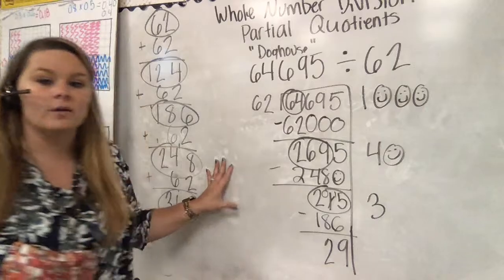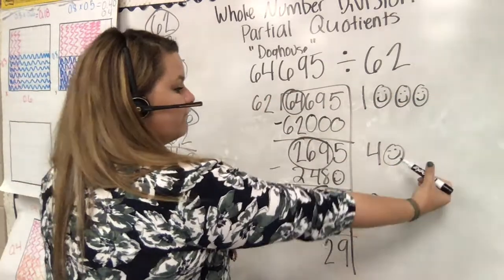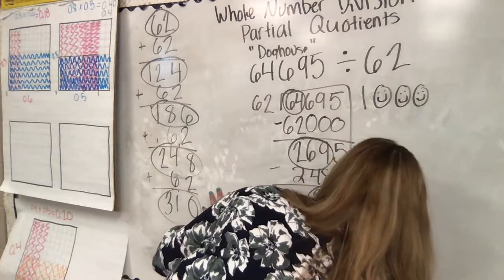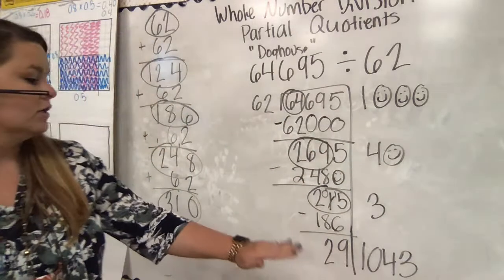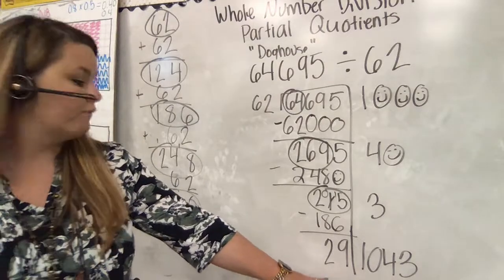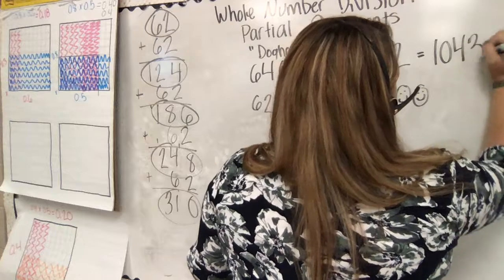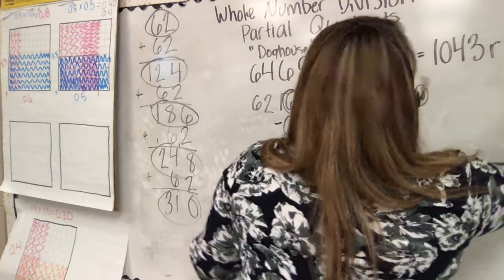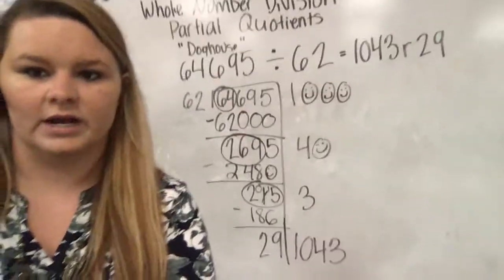Now I need to add up these partial quotients to get my final quotient. 1,043. Just like this. So we have to make sure we watch our place values, especially on problems like this. So our quotient is 1,043 with a remainder of 29. Okay, so now I need to multiply to check. And that remainder is 29 there.